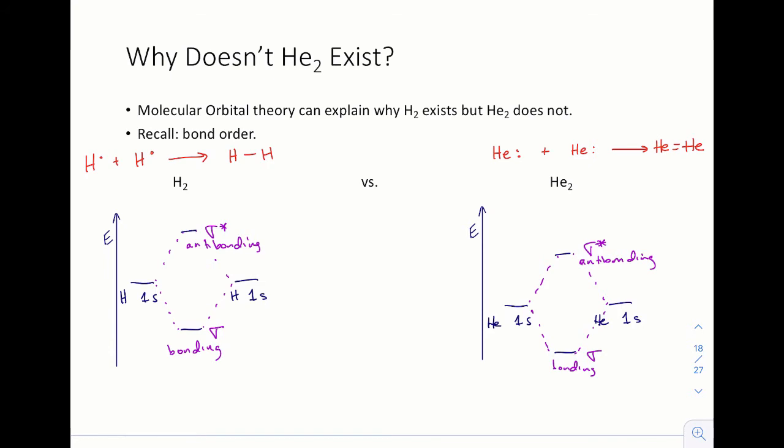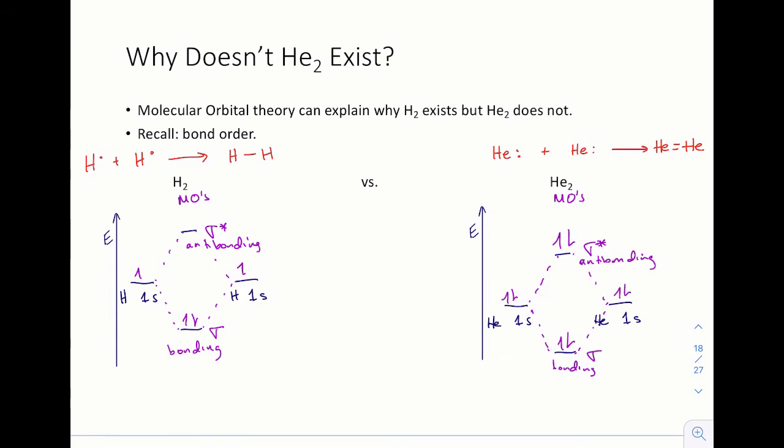Now that we have the molecular orbitals, we can put electrons into them. Each hydrogen atom starts out with 1 electron. Each helium atom starts out with 2 electrons. The 2 total electrons for the hydrogen molecule go into the lowest energy molecular orbital. Of the 4 electrons of the helium molecule, 2 go into the bonding orbital and 2 go into the antibonding orbital.